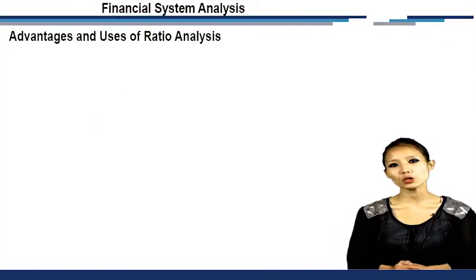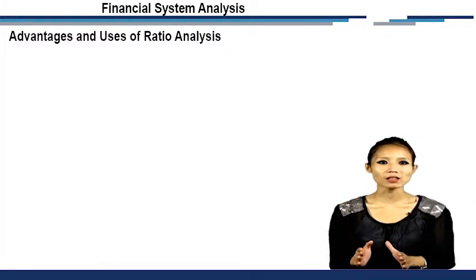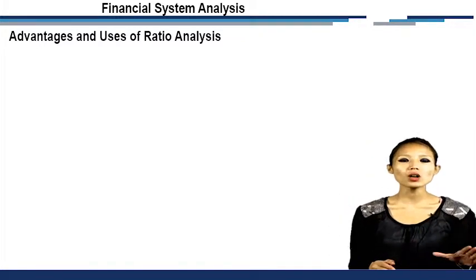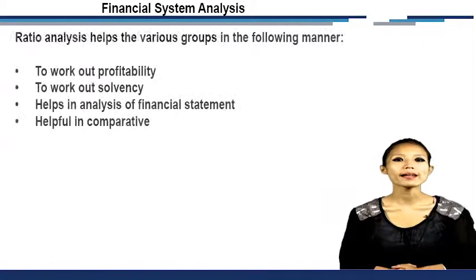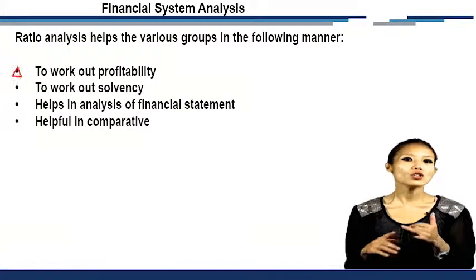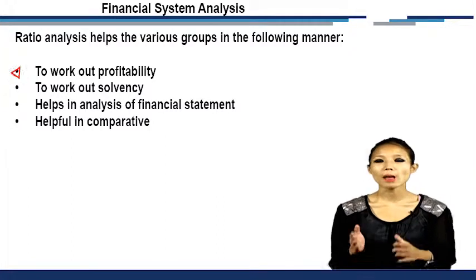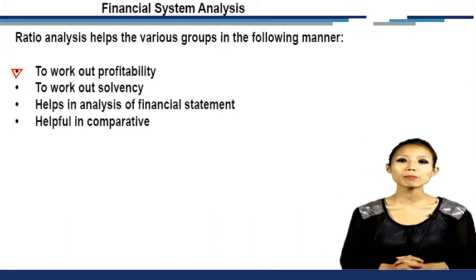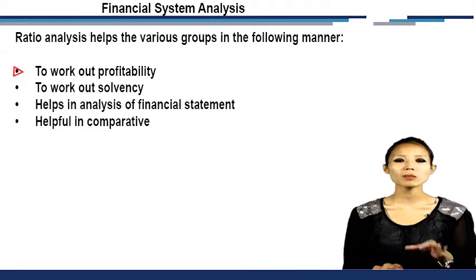Coming to the advantages and uses of ratio analysis. There are various groups of people who are interested in analysis of financial position of a company. They use the ratio analysis to work out a particular financial characteristic of the company in which they are interested. Ratio analysis helps the various groups in the following manner. To work out the profitability: accounting ratios help to measure the profitability of the business by calculating the various profitability ratios. It helps the management to know about the earning capacity of the business concerned. In this way, profitability ratios show the actual performance of the business.